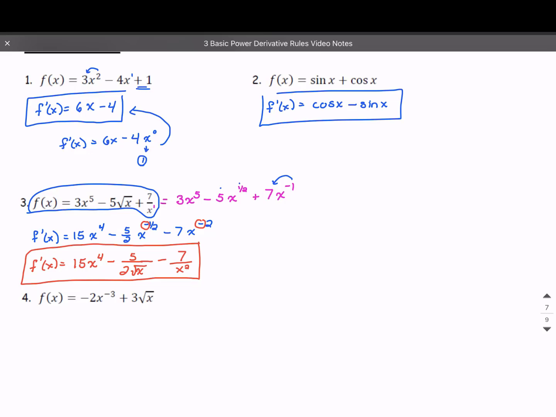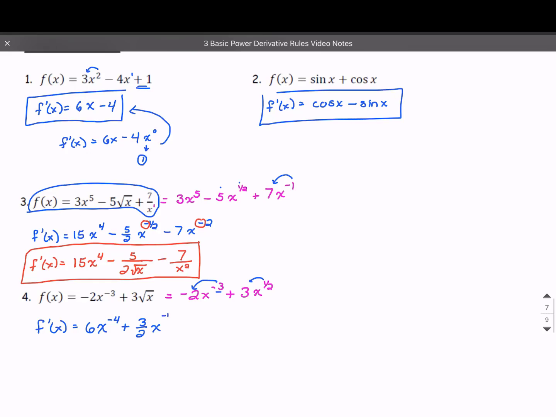So number 4, f of x is negative 2x to the negative 3 plus 3 times the square root of x. That's really x to the 1/2. Now we can take the derivative. Negative 3 times negative 2 is going to be positive 6x. Negative 3 minus 1 is negative 4. Then we're going to have plus 1/2 times 3 is 3/2 x. But our new exponent, 1/2 minus 1, is negative 1/2.